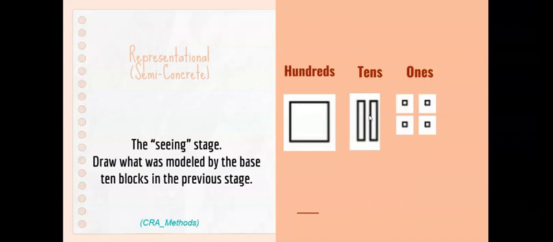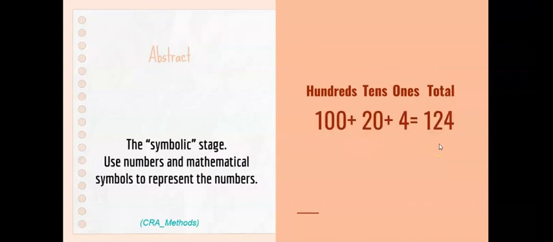The representational, also known as semi-concrete, is the seeing stage. So you draw your models based on the concrete. We've got your hundreds, your flats. We've got your rods, which are your tens. And then we've got your blocks, which are your single units.